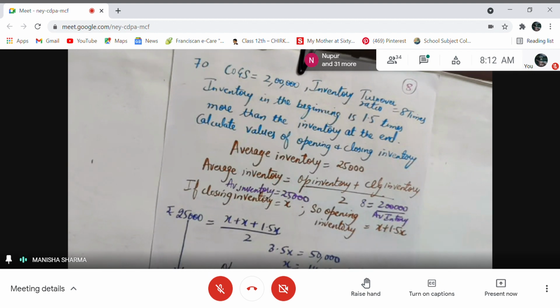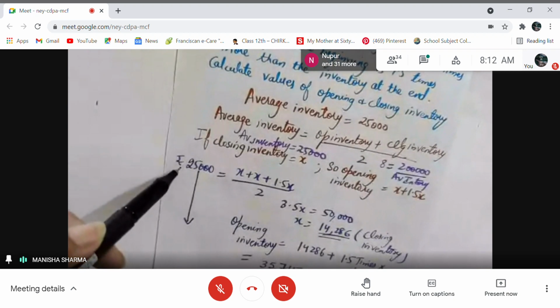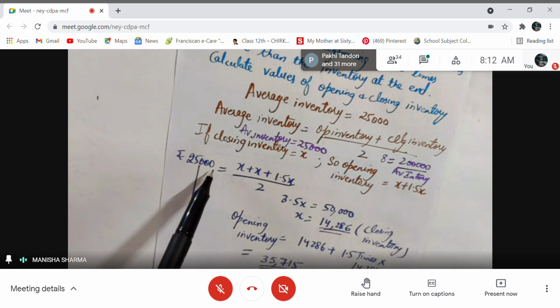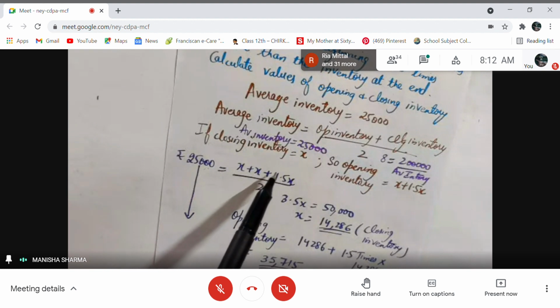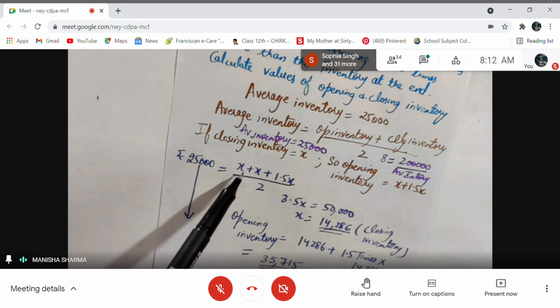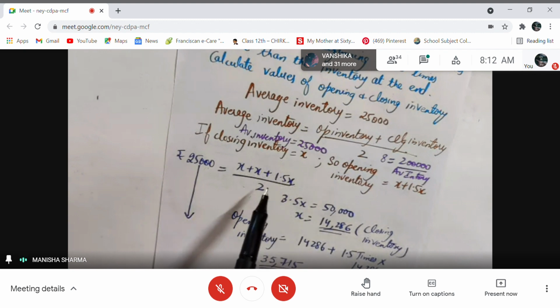So I can put it here, right? This 25,000, we've already calculated as the average inventory from the information given, which I explained to you. So 25,000 is equal to X plus 1.5X upon 2. X is for the closing entry, X plus 1.5X is for the opening entry, right? Since it's given that the opening inventory is 1.5 times more than the closing, it would be X plus 1.5X divided by 2.